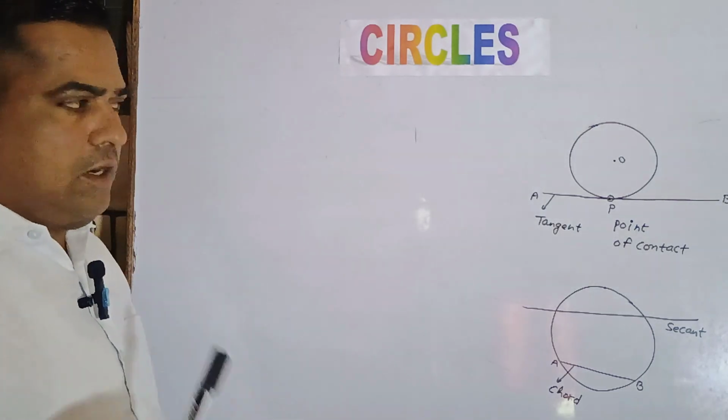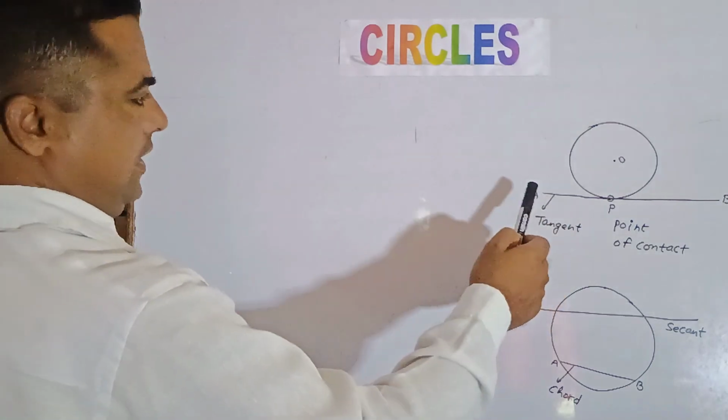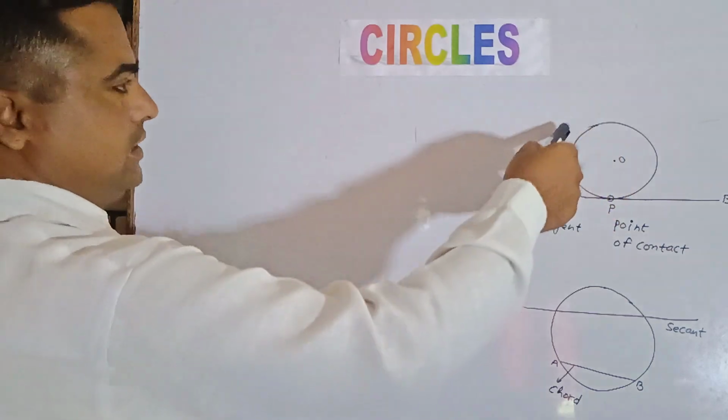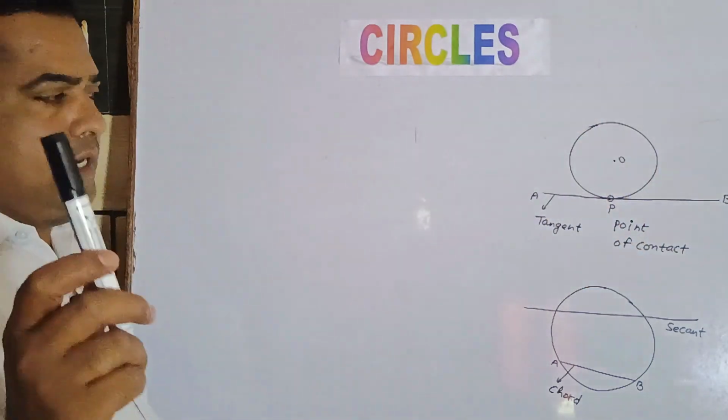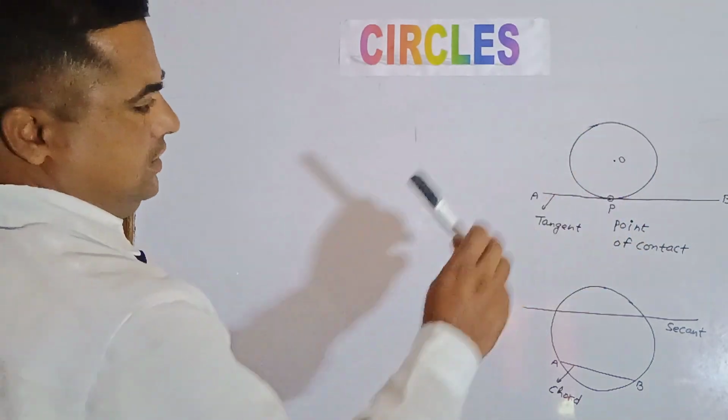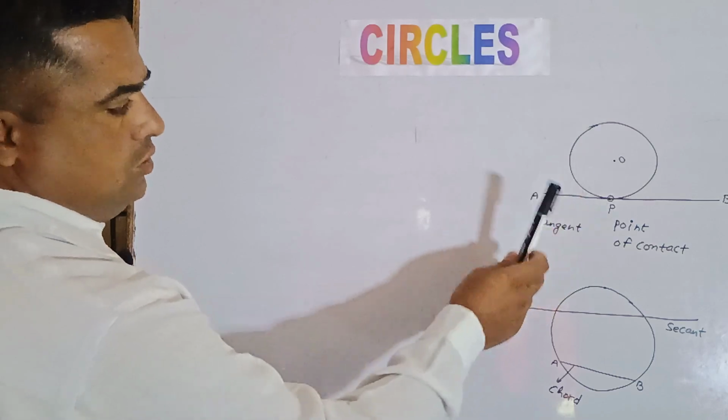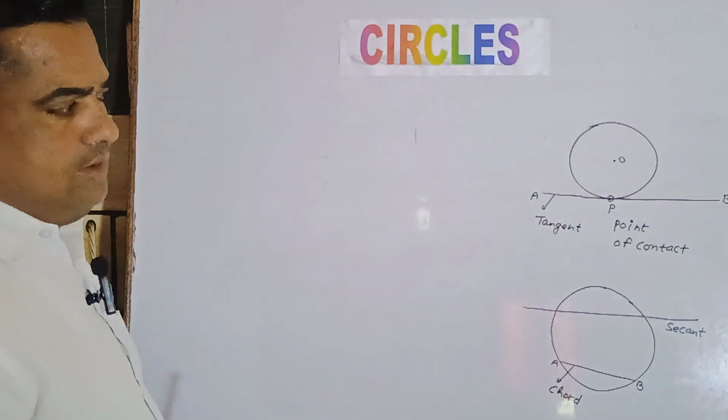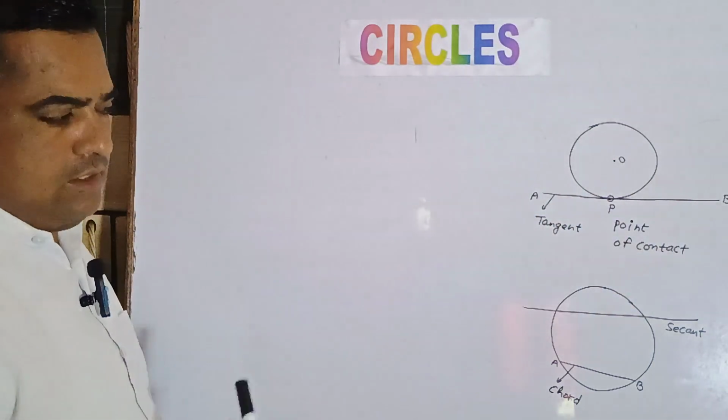Now we will discuss a tangent. What is a tangent? A line which touches a circle at a point is called a tangent, and this point is called the point of contact.